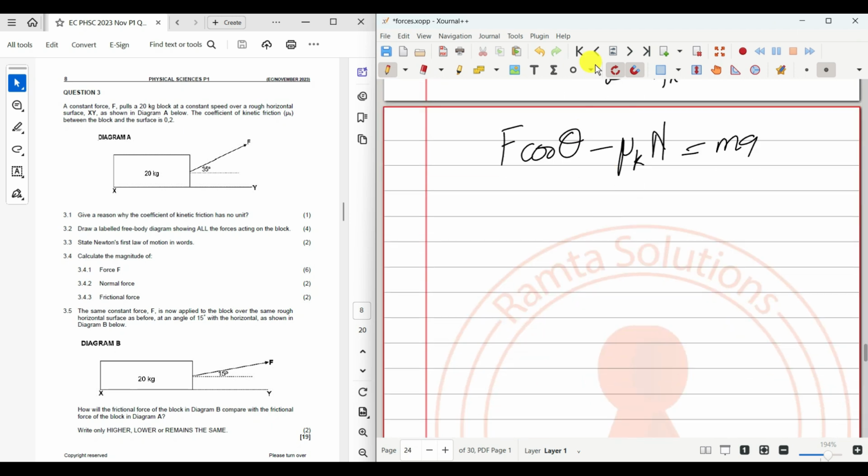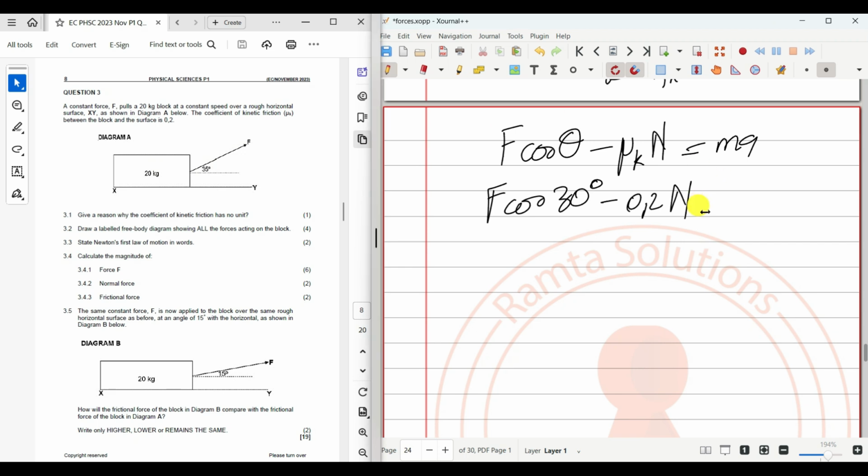Now substituting, we have F cos 30 degrees. What is the coefficient? They said it's 0.2. We do not know what the normal is so far. Don't be confused here when I say I do not know what the normal is, because you're thinking that it is equal to mg. It is not, and I'm going to show you, because the forces in the vertical are not just weight and the normal force. There's also the vertical component of your applied force.